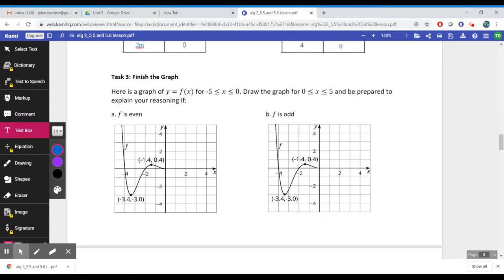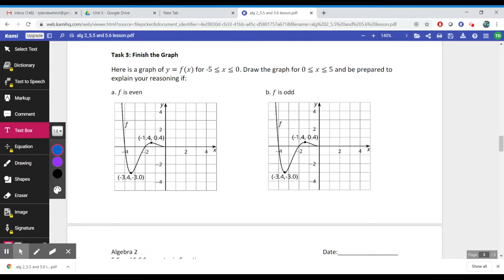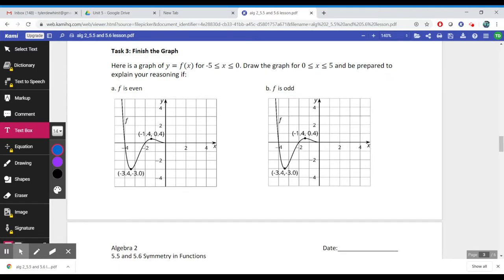So with that in mind, we'll move on to task 3. For task 3, it gives us a couple of incomplete graphs. Well, actually, it's the same graph, but they want us to complete it in different ways. For part A, they want us to draw the other half of the graph if we assume that f is an even function. For part B, they want us to complete the graph if we assume that f is an odd function. So we know some things about the graphs of even and odd functions. Using that information, go ahead and take a minute to complete the graph on your own. I'll show you what my completed graphs look like as soon as a little bit of time has passed here.